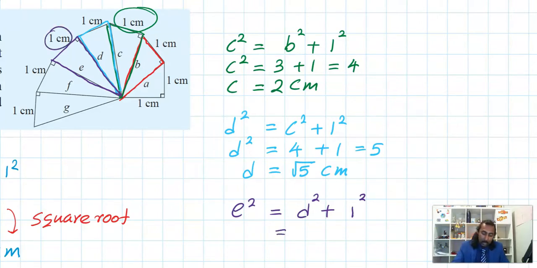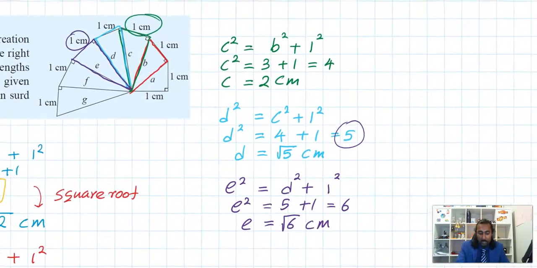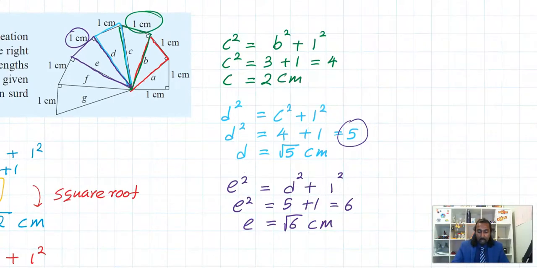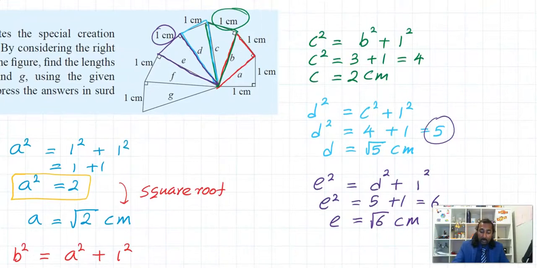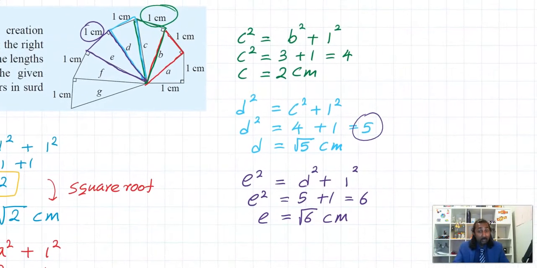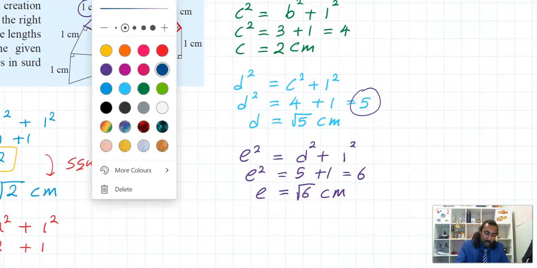What is D squared? We know that. It's 5 plus 1 is equal to 6. Therefore, again, when you take the square root on both sides, the length for E is square root of 6 centimeters. This is quite beautiful. In this particular spiral, you get root 2, root 3, then root 4, root 5, root 6, for the next one, isn't it? Well done. Keep it up.